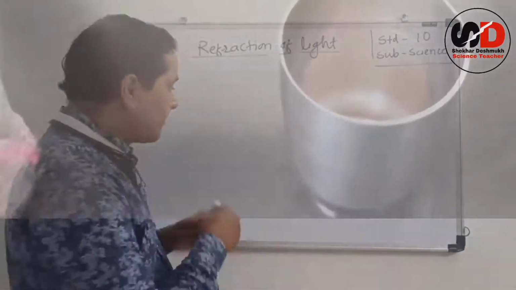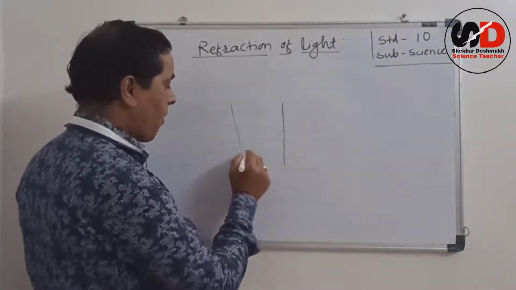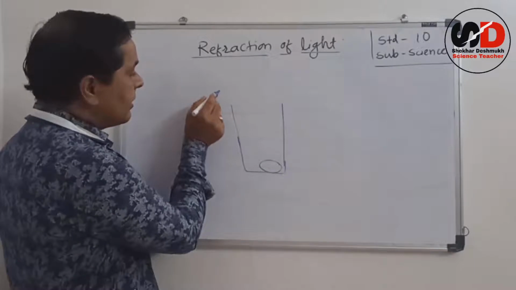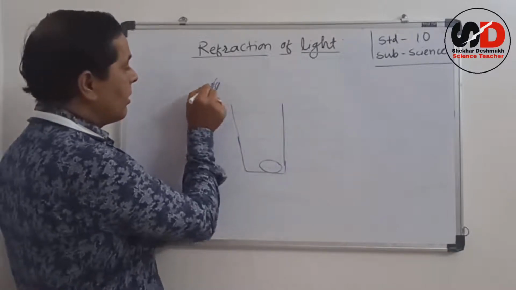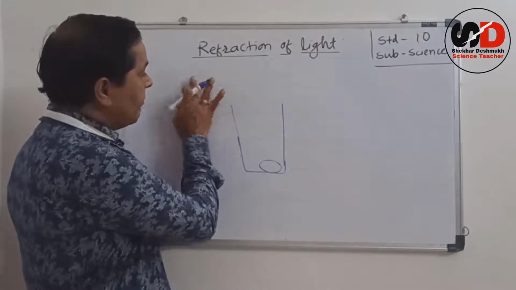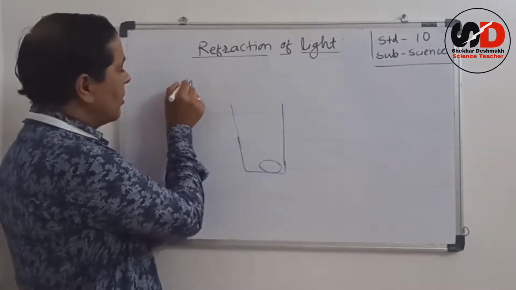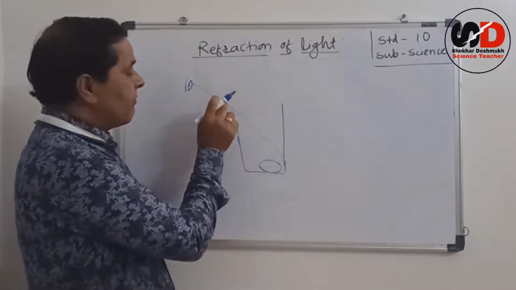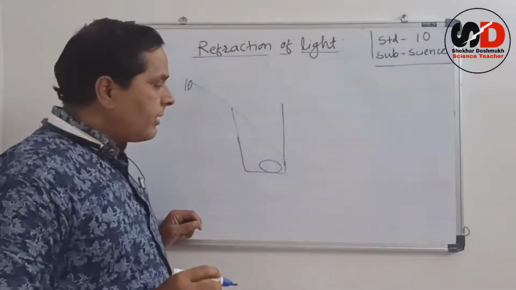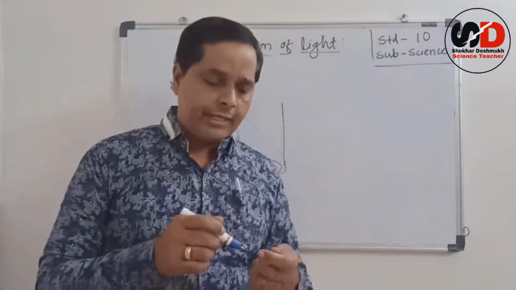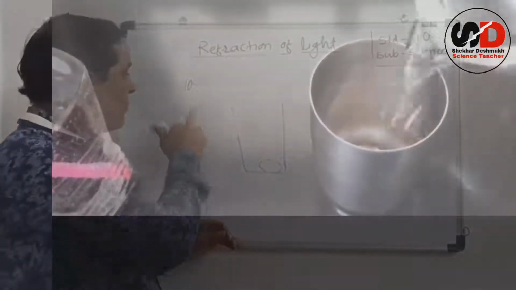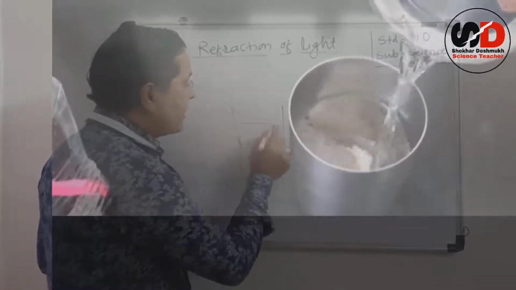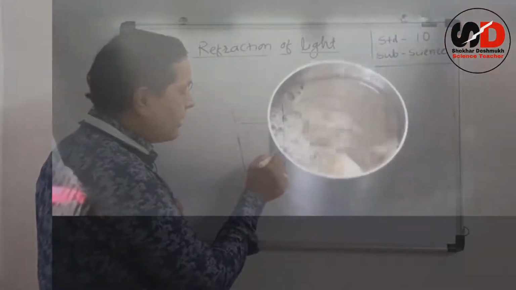That means, suppose I place the coin here. Observe the coin from here. You can see the coin, but if we go here, then you cannot see the coin due to the surface of the glass. And tell your brother or friend to fill the water slowly while you keep your eye on the same place. Whenever the water is filled in it, you can see that coin.